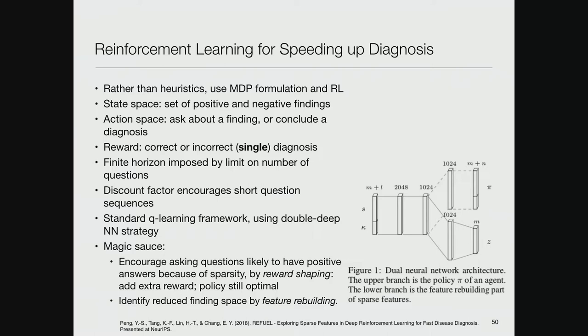And then the other thing they do is to try to identify a reduced space of findings by what they call feature rebuilding. And this is essentially a dimension reduction technique where they're co-training, in this dual network architecture, the policy model, which is of course a neural network model, this being the 2010s. And so they're generating a deep layered set of neural networks that generate an output which is the M questions and the N conclusions that can be made. And I think it does a softmax over these to come up with the right policy for any particular situation.